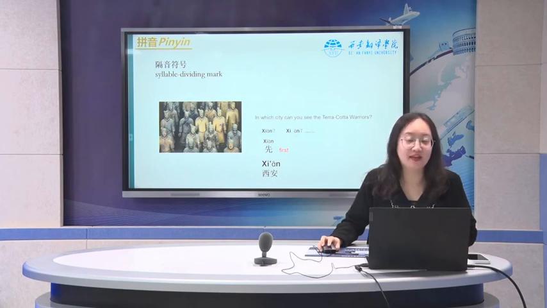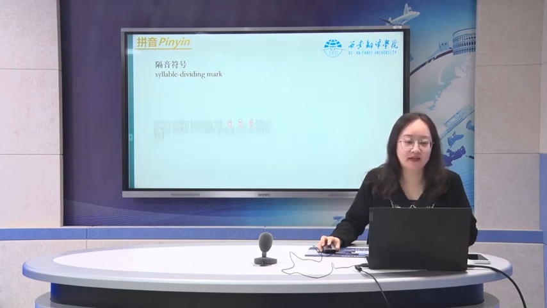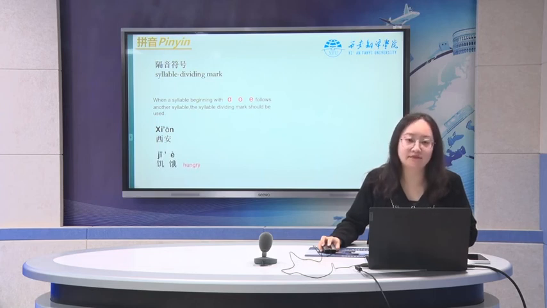西安. And the syllable dividing mark is used when a syllable beginning with a, o, or e follows another syllable. Please use it between the finals. You can say 西安. 饥饿, that means hungry. Without the dividing mark, we have this 借, that means to borrow. Different meaning.